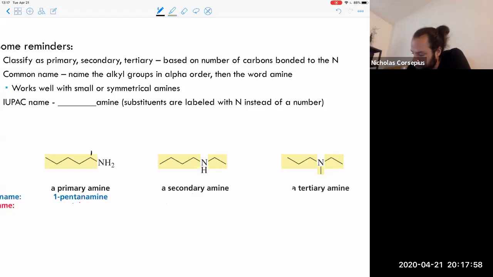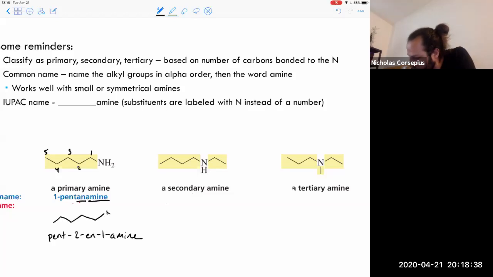All right, so in the simplest case, we have 1, 2, 3, 4, 5 carbons. So this is a pentanamine, right? Remember, we have to include that "an" to indicate there are no double bonds. So if we wanted to do pent-2-en-1-amine, that would be an example of an enamine where you have that double bond as well. So this would look something like 1, 2, 3, 4. All right, make sure you include that "an" in there.